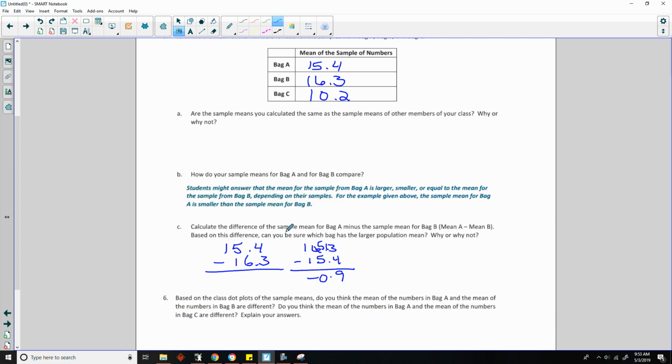Based on this difference, can you be sure which bag has a larger population mean? And the answer is yes. If you're subtracting B from A and it's negative, that means B is bigger. If it were a positive result, then it would mean that A is bigger. So the answer is yes.